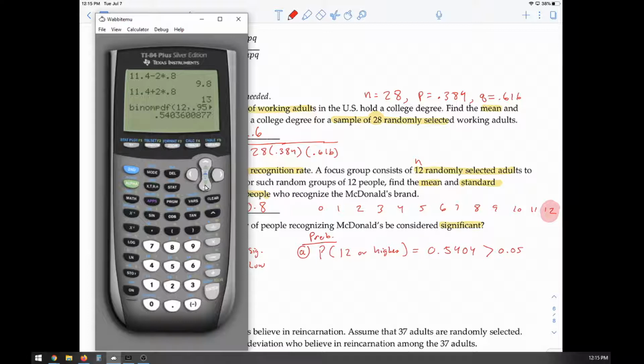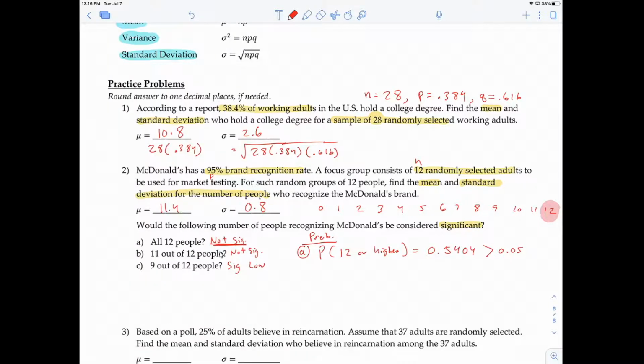So we get the same result, not significant, when using probability. Question B. We're looking at, is 11 significant? Well, 11 is less than 11.4, which is what we expect. But is it significantly low? So determine whether something is significantly low.